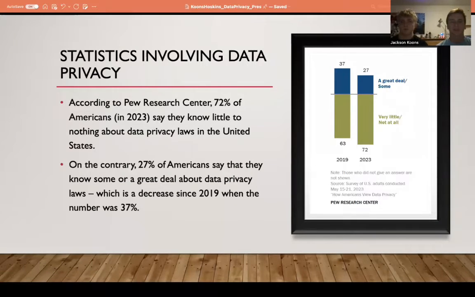Some statistics that we found: we looked at the Pew Research Center's website, and it showed that 72% of Americans in 2023 said that they know little to nothing about data privacy laws in the United States, while 27% say that they know some or a great deal about data privacy laws, which is a decrease from 2019 when the number was 37%. I think this makes sense based on the fact that so many new laws are coming out, which is making it way more complicated, and it's hard to keep up with all of that going on.